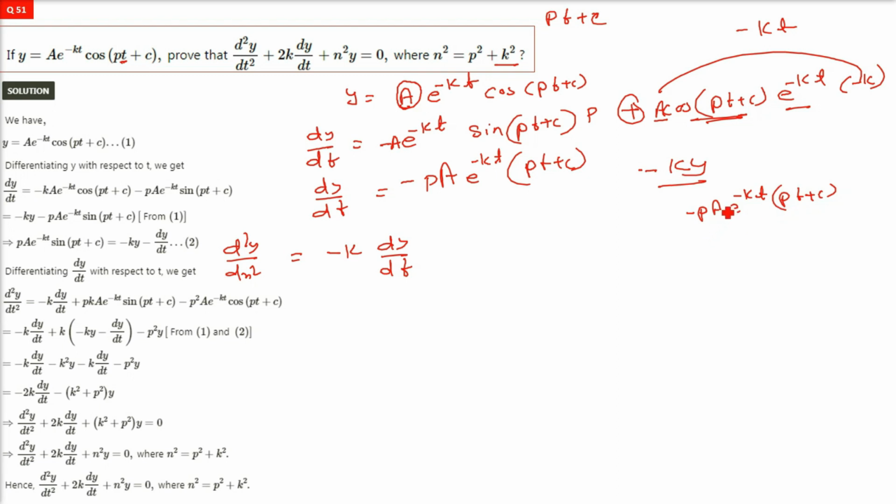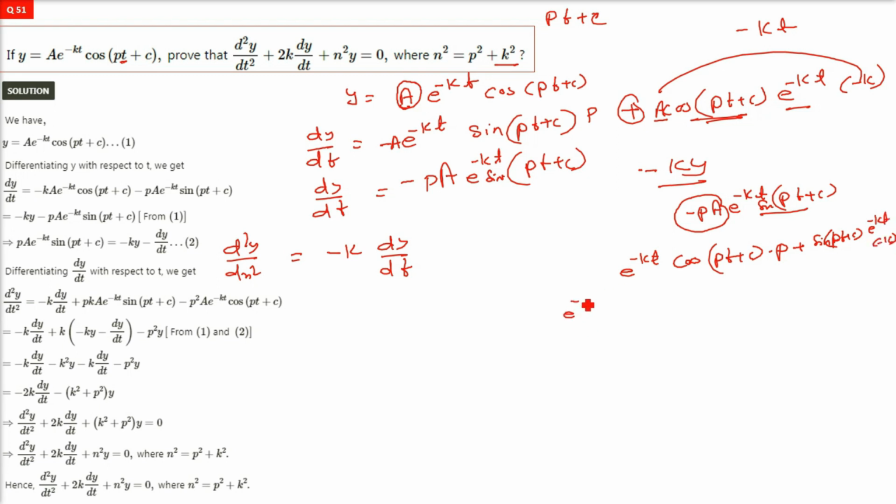Minus ky differentiation already being done. The second term, minus k dy by dt. So this e to the power minus kt minus pa I'm going to include just now. This term was what? So this is sine. So I just left this sine, so I'm writing it again. So e to the power minus kt, sine content will be cos content, and pt plus c differentiation will be p only, plus sine pt plus c will be like that. E to the power minus kt will be e to the power minus kt, and then differentiation of minus kt is going to be minus k.